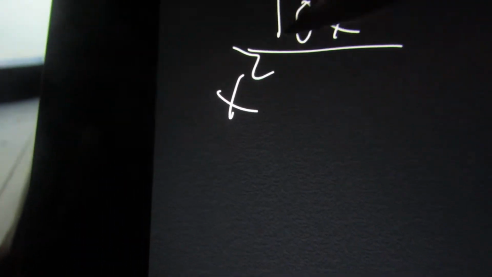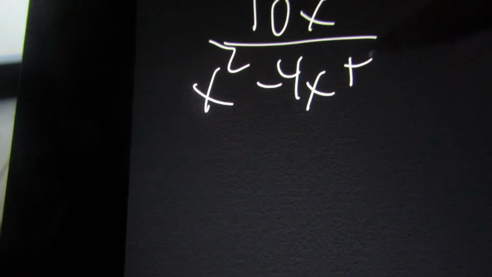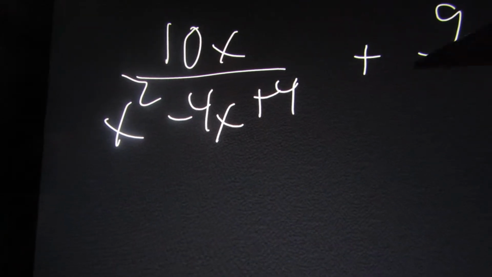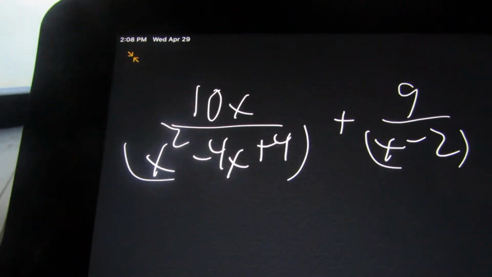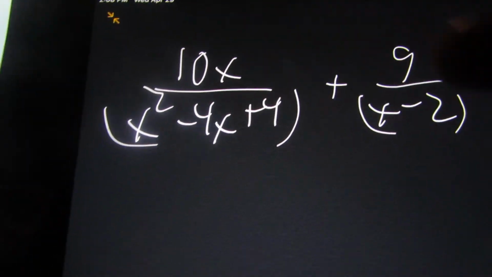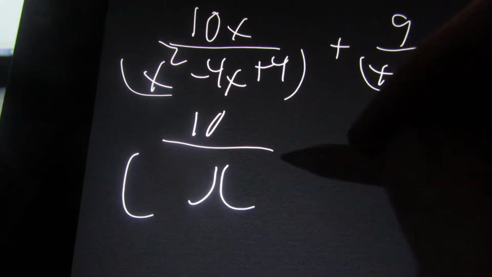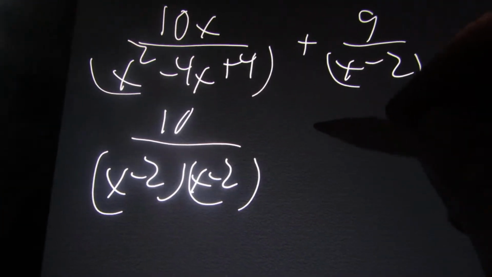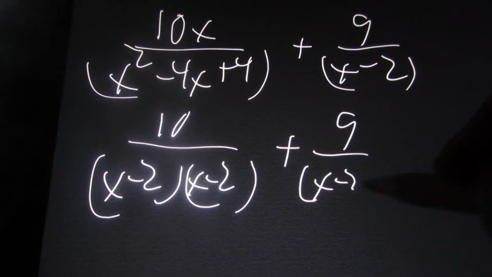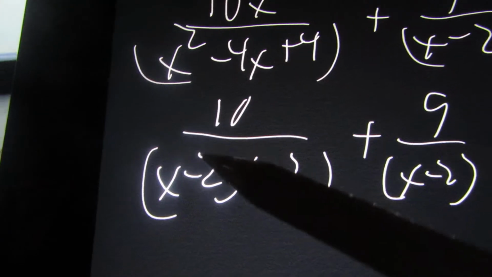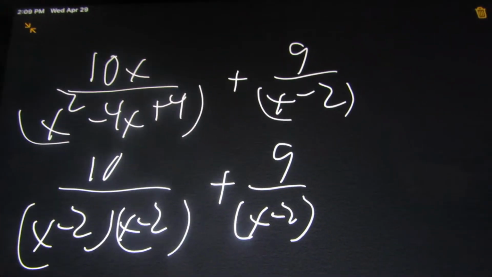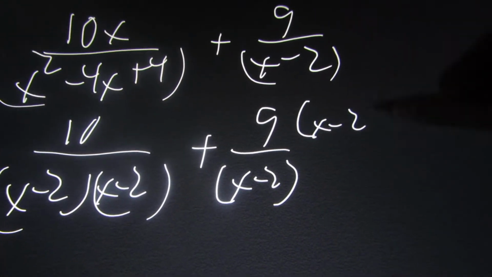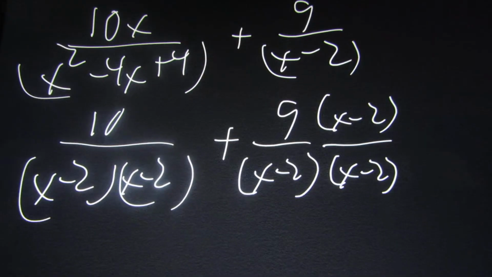Okay, so the next that I have is 10x over x squared minus 4x plus 4 plus 9 over x minus 2. And I'm going to put this in parentheses and this in parentheses. So this one's already factored, but I do need to factor this one. So I'll have 10 over x minus 2 plus 9 over x minus 2. Okay, so in this one we have 2 x minus 2's. In this one we only have 1 x minus 2. But we need 2 of them in both of them. So I'm going to multiply this one by x minus 2 over x minus 2.